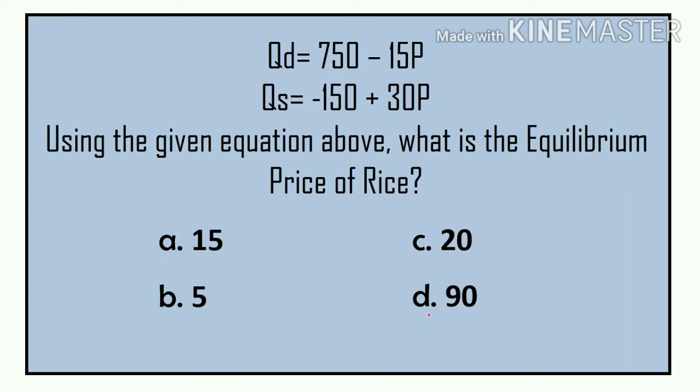Okay, so you can hit pause now. Go na sa ating discussion. Okay, so we have here the given. Okay, what is the given equation? The given equation is quantity demand is equal to 750 minus 15p. Quantity supply is equals to negative 150 plus 30p.